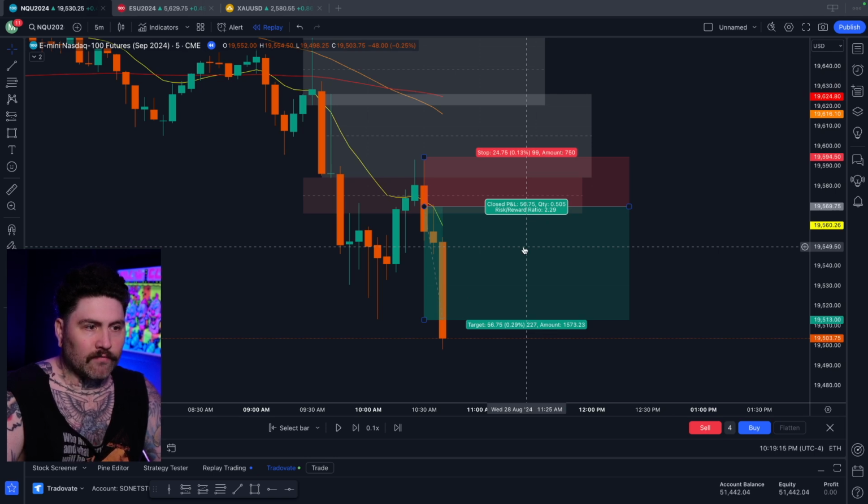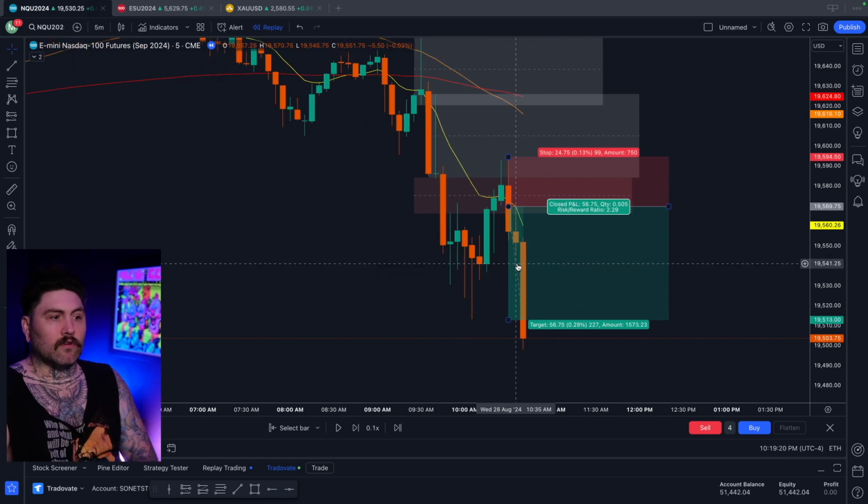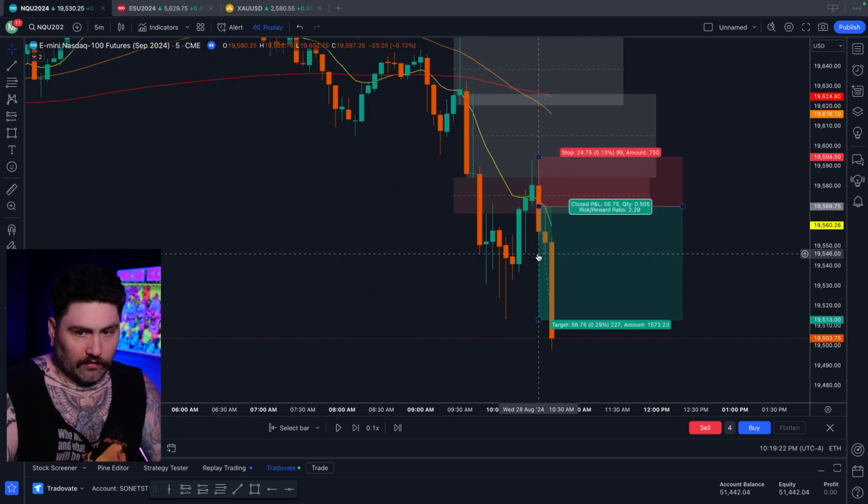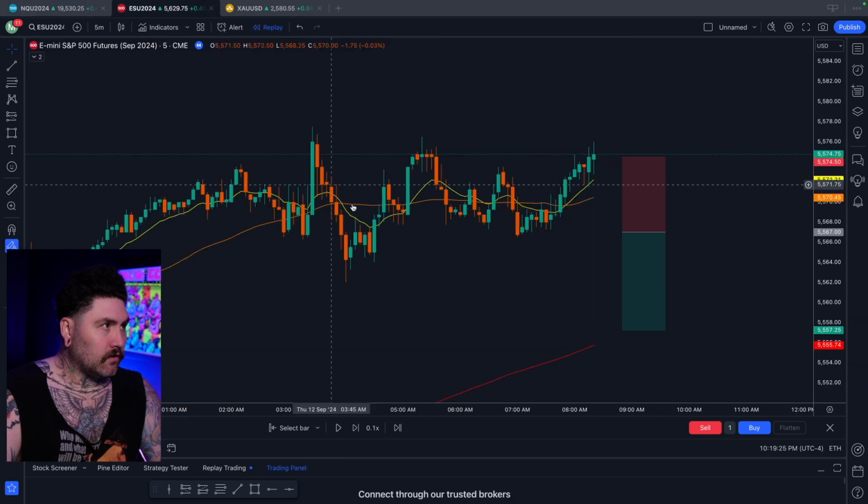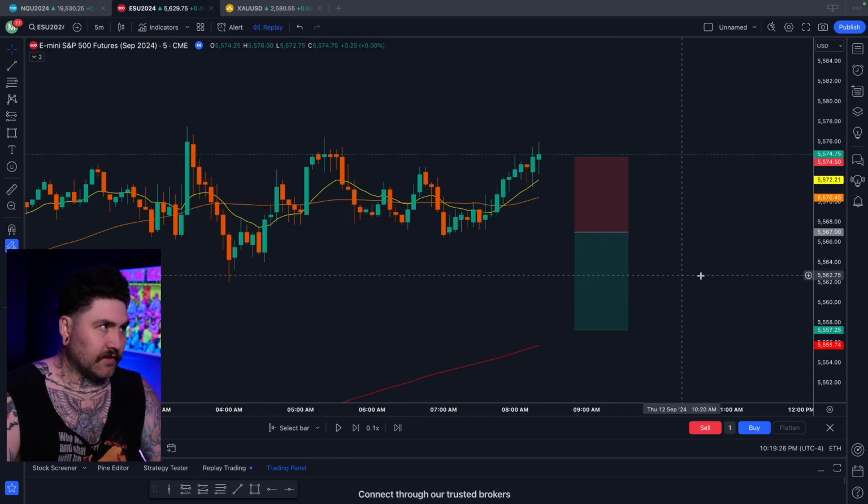Almost 2.5 risk to reward and almost 57 points. So that's a huge win right there. Let's go check out another supply. This time it's on ES.